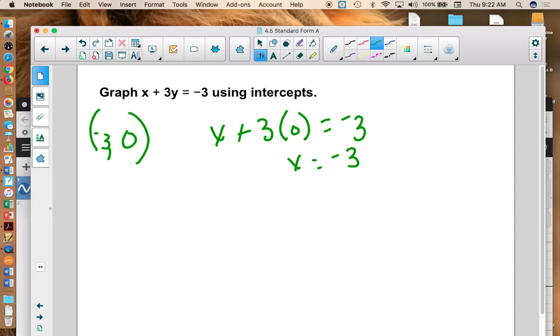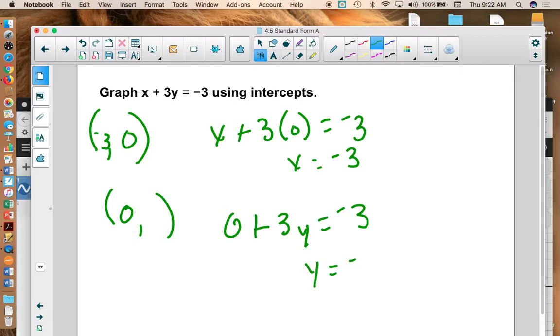When I want to know about the y-intercept, if x is 0, what is y? Plug in the 0 for x and solve for y. Okay? So what's y going to be in that case? I've got to divide by 3 on both sides. Good. Y equals negative 1.